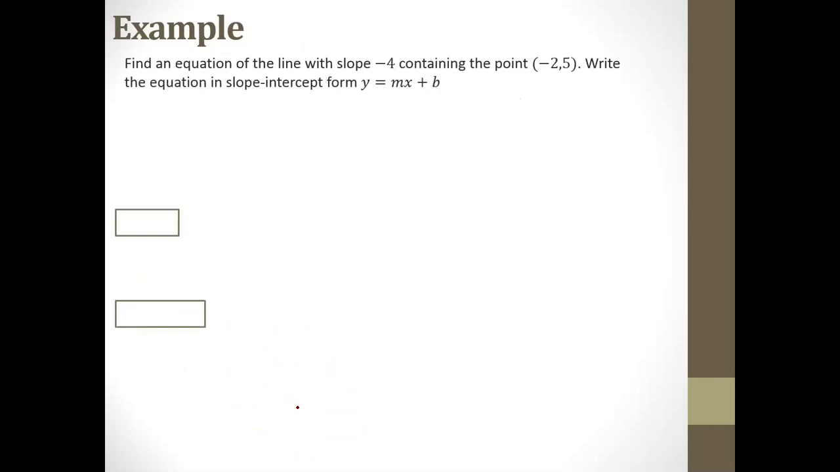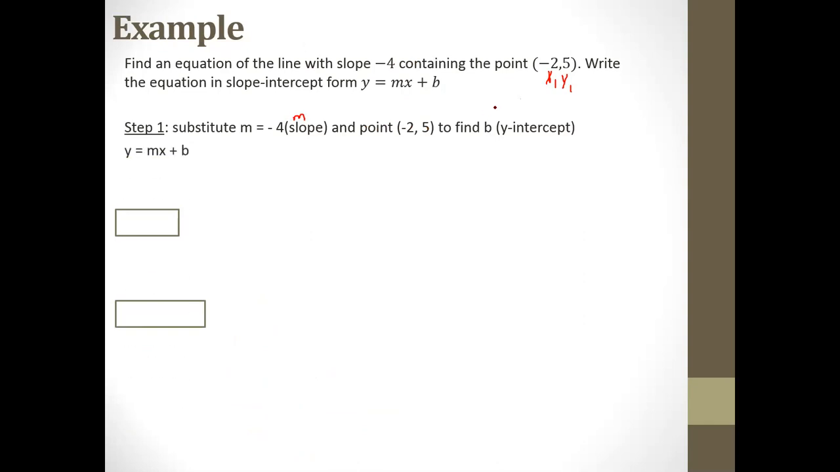Now we're going to find the equation when we have a slope of -4 and a point (-2, 5). So remember, this is our x sub 1, y sub 1, using our point-slope form. So we're going to substitute those values. Our slope, or our m term, is -4, and the point is (-2, 5).